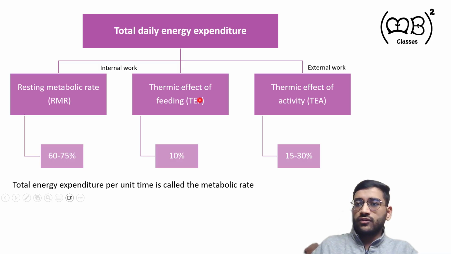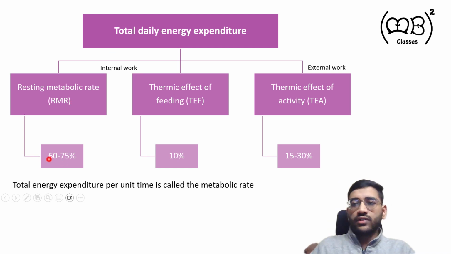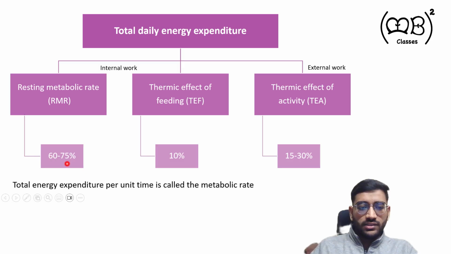And the thermic effect of feeding. The thermic effect of feeding constitutes 10% of the total daily energy expenditure, and the resting metabolic rate constitutes 60 to 75% of the daily energy expenditure. So the total daily energy expenditure per unit time can be called the metabolic rate, and it is mainly the basal metabolic rate or the resting metabolic rate.